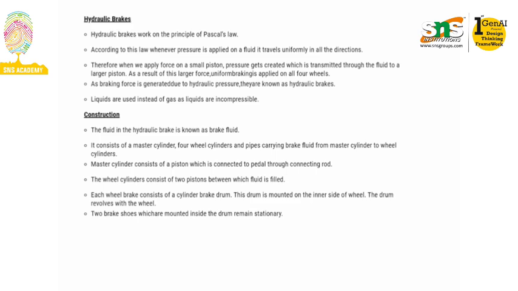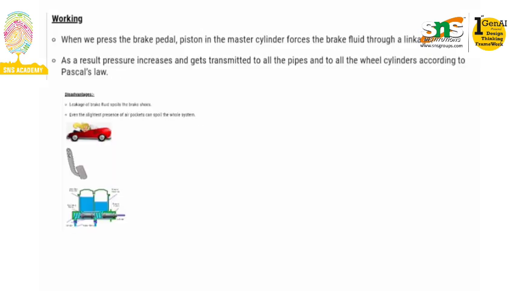So we can conclude that P1 is equal to P2. As we already told, pressure is inversely proportional to area. So when the area is less, the pressure will be more, and when the area is more, the pressure will be less. So this is a clear idea about the hydraulic lift and the hydraulic brake.